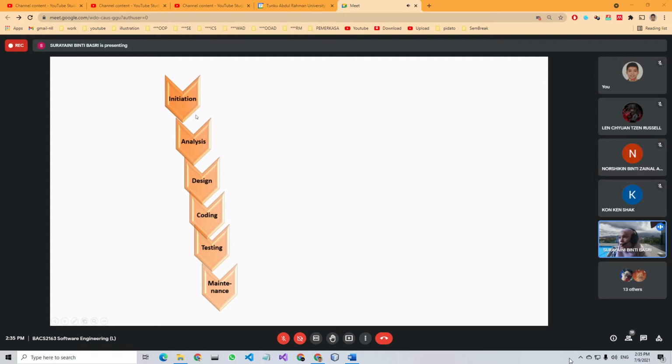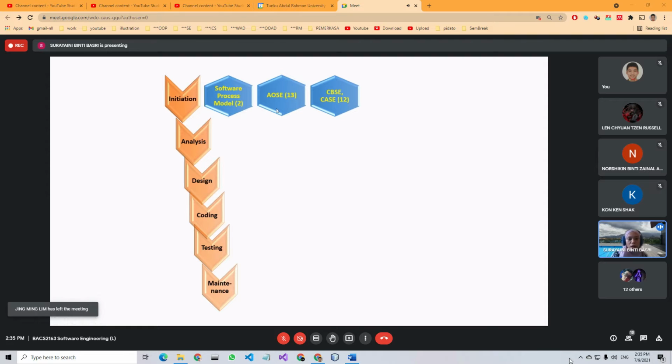In the initiation, in our early weeks, we learned about a few software process models that are commonly used and practiced in the industry. And after that, we will learn about OOAD or SE, but we will learn this in a later chapter. And also CBSE, CASE, and CASE tools software. It is a type of software, but we will learn that later in chapter 12.